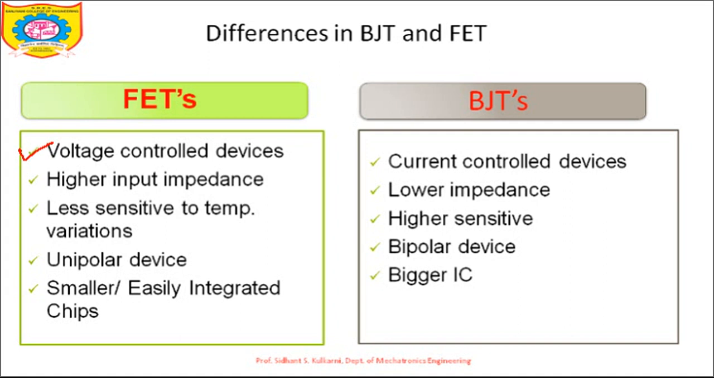So FETs are voltage control devices, whereas BJT is a current control device, where base current, if you do remember the equation for the BJT, was IE is equal to IB plus IC. So emitter current is equal to collector current plus base current. Base current is very, very small. If you can ignore that, IE is approximately equal to IC, which you have done. So BJT is a current control device, whereas FET is a voltage control device.